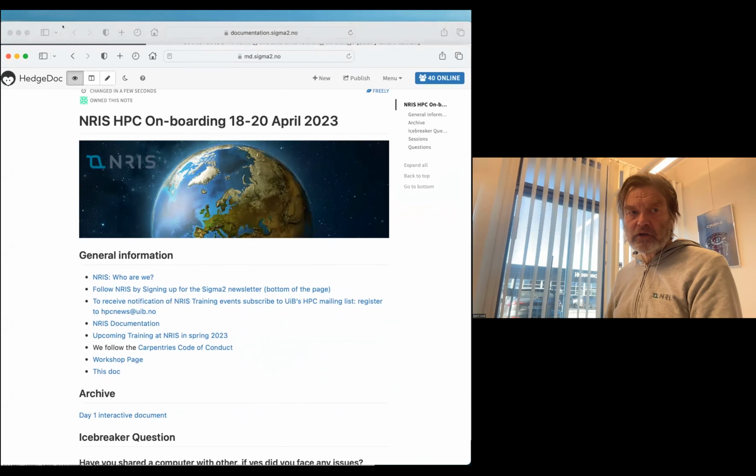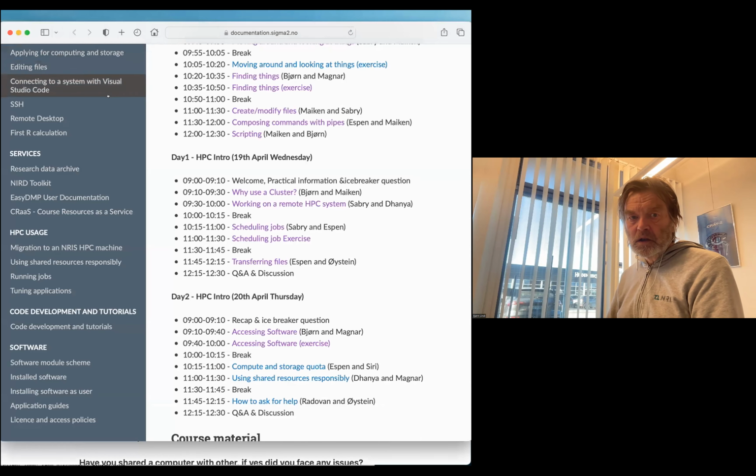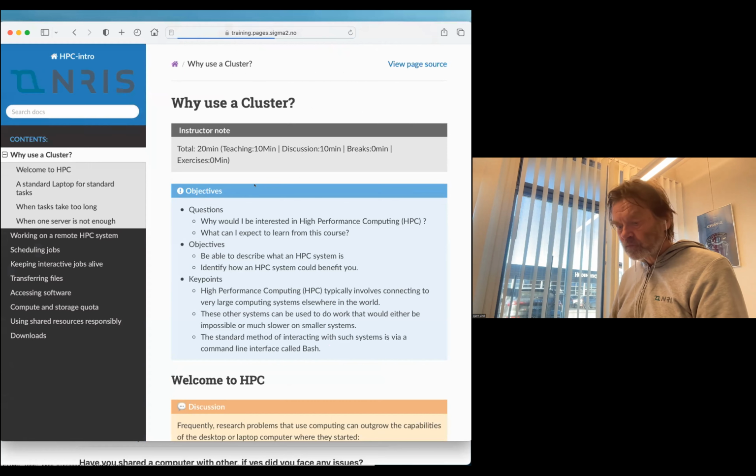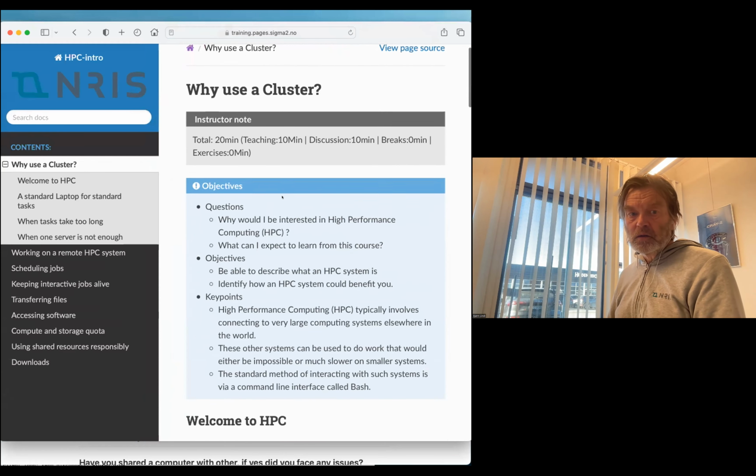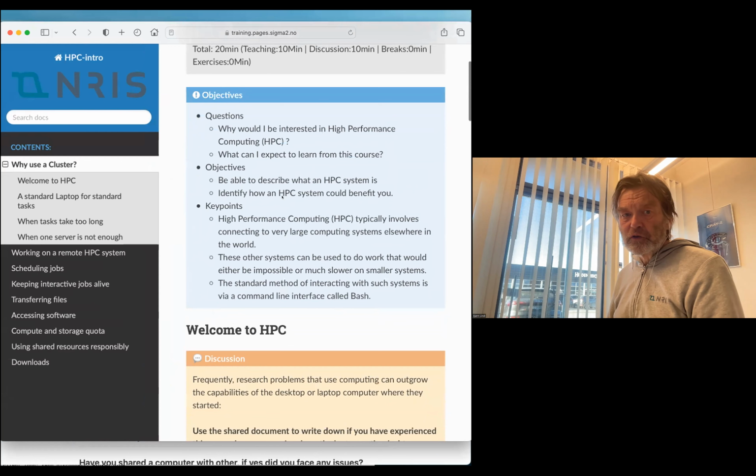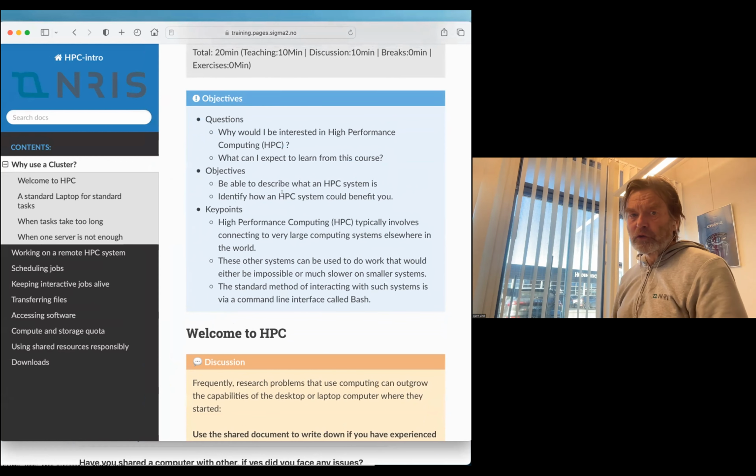So we'll discuss HPC. We are here on day one. So why use a cluster? A cluster is also named high performance computing. That's what we do when we use a cluster. So we'll describe what an HPC system is and identify how an HPC system could benefit you.